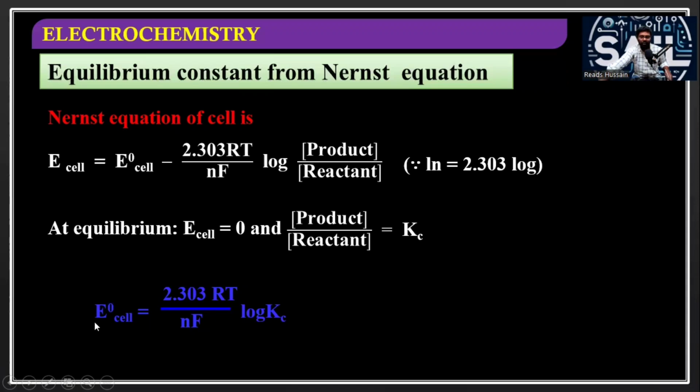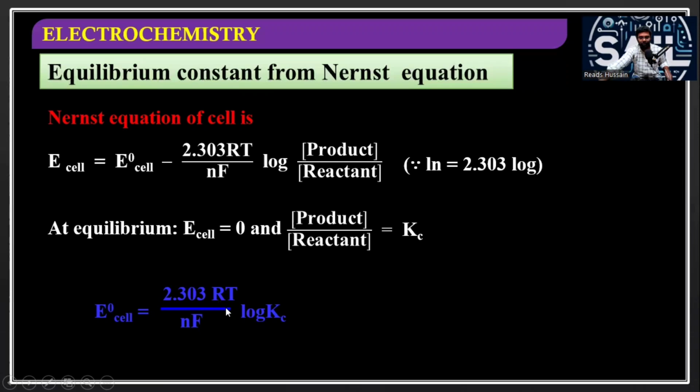All of you note down this formula. Very important. Note down this formula. What is the standard electrode potential of the cell at equilibrium? The standard electrode potential of the cell at equilibrium is equal to 2.303 RT by NF log Kc.